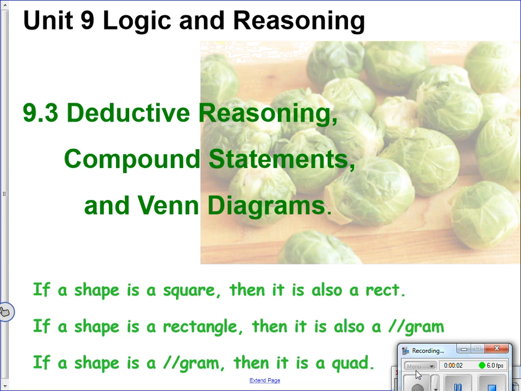Hey everybody, this is Mr. Munson, and we are still in Unit 9. We're kind of coming towards the second half of the game. We're in concept number 3, deductive reasoning, compound statements, and Venn diagrams.